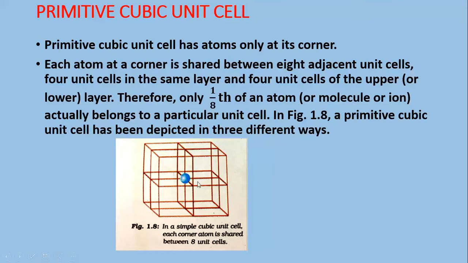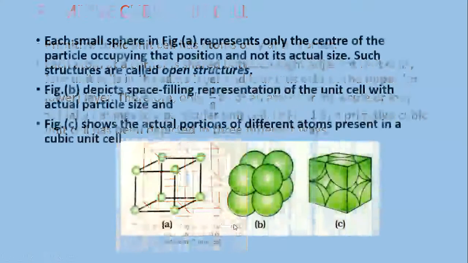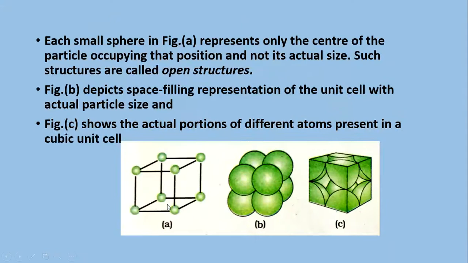And this can be represented in 3 different ways. Let's see the diagrams A, B and C. The first diagram shows small spheres. It's a cube or a unit cell where the 8 corners are there and it represents a primitive unit cell. This represents only the positions where the atom or the molecule is sitting or occupying, not its actual size. So it can be said to be an open structure.